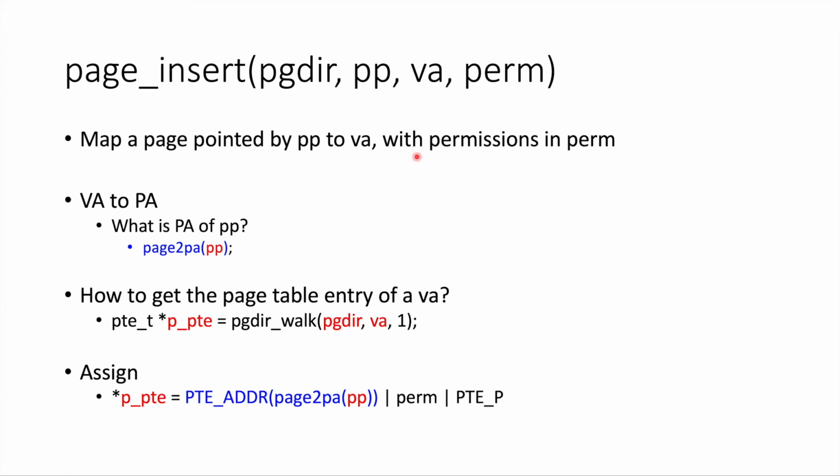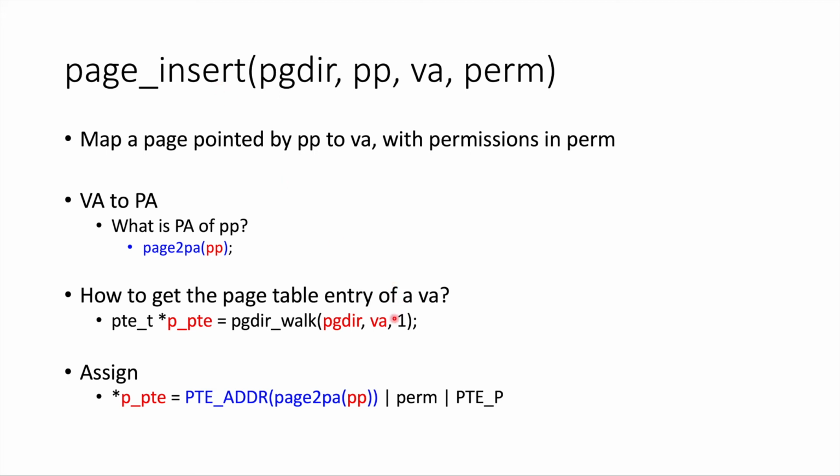And then we need to write that information in the page table. And to get the page table entry, we already implemented the function pgdir walk. So put pgdir here, virtual address here, and since page insert is creating a new mapping, the create flag is set.